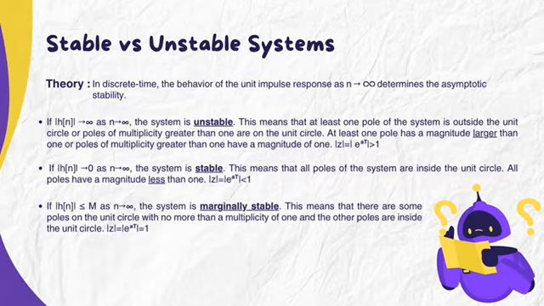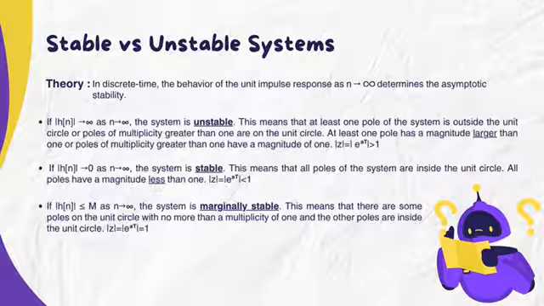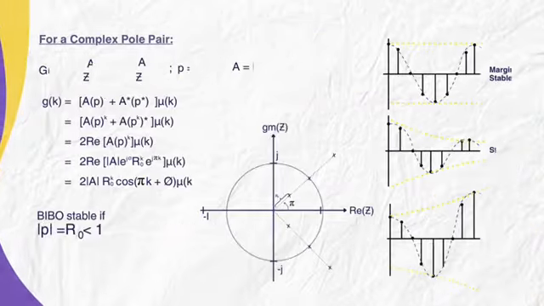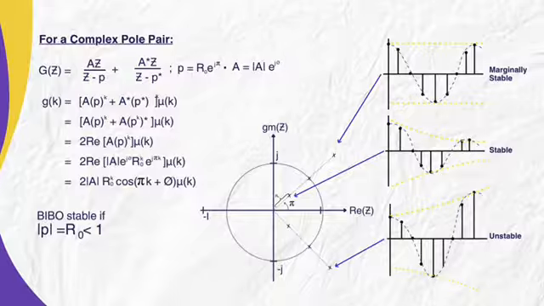If the magnitude of h(n) remains bounded by a constant m as n approaches infinity, the system is marginally stable. This means that there are some poles on the unit circle with no more than a multiplicity of 1, and the other poles are inside the unit circle. The magnitude of z equals the magnitude of e to the power of a times t is equal to 1. This is for a complex pole pair. The system is BIBO, bounded input bounded output, stable if the magnitude of the pole, which is r, is less than 1.